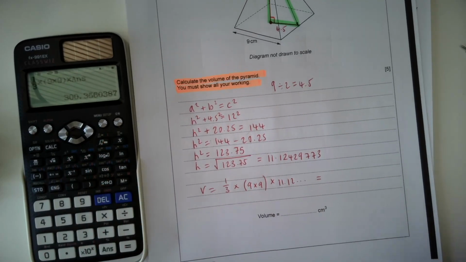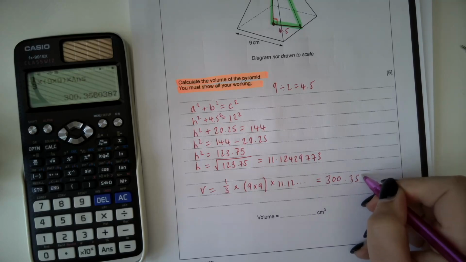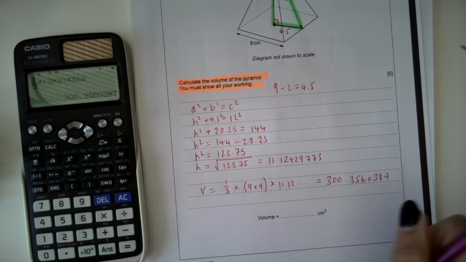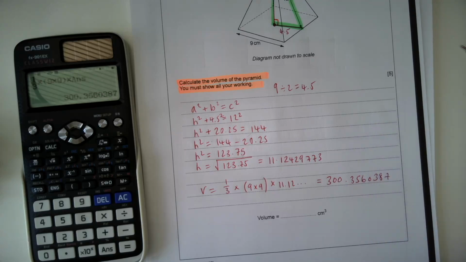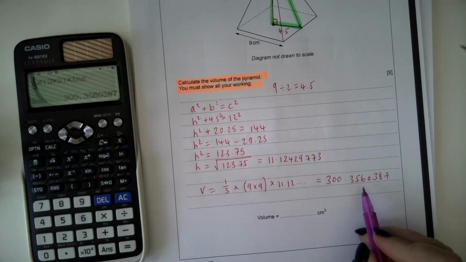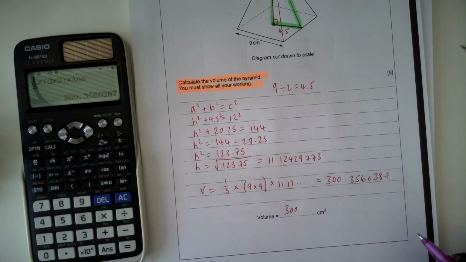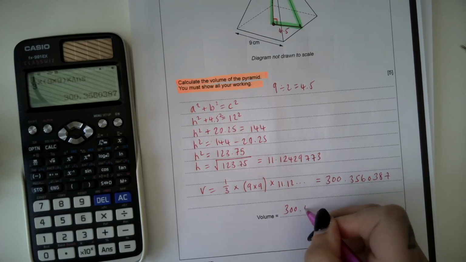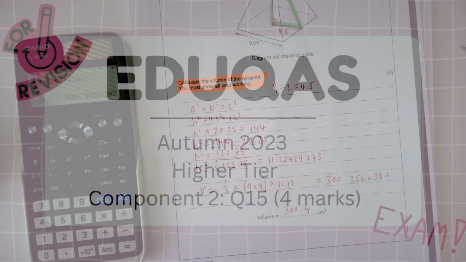Okay, so it equals 300.3560387. So this is the volume of our pyramid. It doesn't tell us to round it in any way, so just be careful when you do. Make sure you've shown them the full thing. But I'm going to round it to 300.4 centimetres cubed.